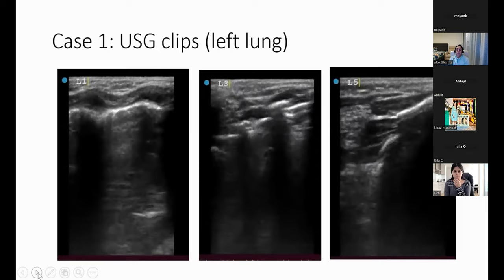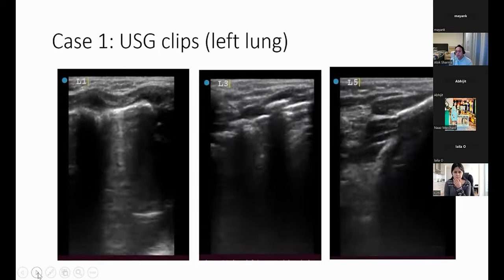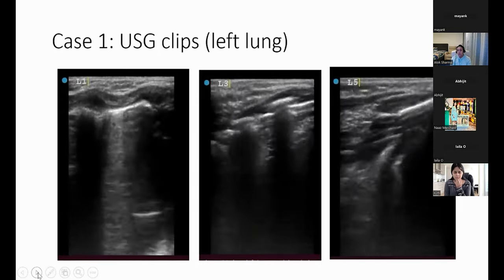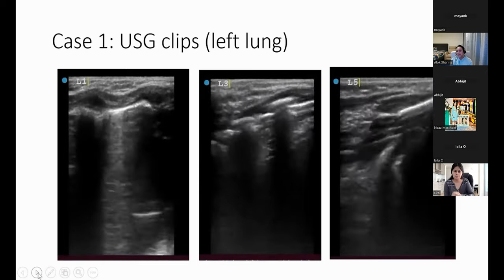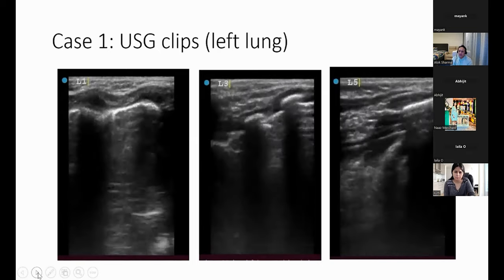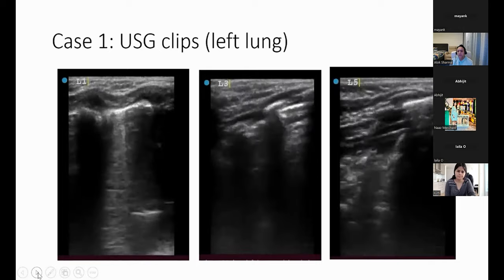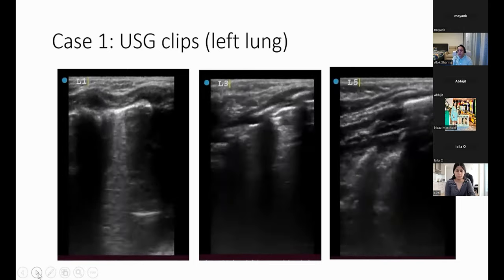Whereas if you go into MSK without a preset mode, you can change depth, you can change frequency, but you might not be able to change the focus. So again, you might not want to use a preset mode in that situation. But generally, most of the preset modes at high frequency will give you very, very good resolution superficially. And we'll talk more about that.